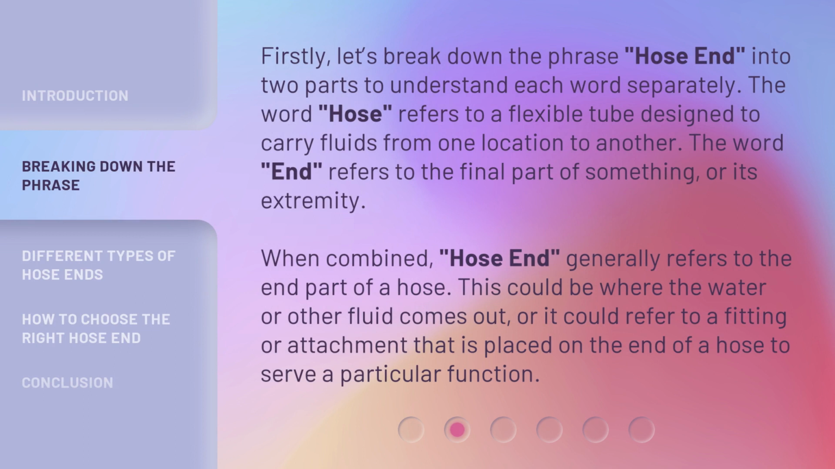Firstly, let's break down the phrase, hose end, into two parts to understand each word separately. The word, hose, refers to a flexible tube designed to carry fluids from one location to another. The word, end, refers to the final part of something, or its extremity. When combined, hose end generally refers to the end part of a hose. This could be where the water or other fluid comes out, or it could refer to a fitting or attachment that is placed on the end of a hose to serve a particular function.